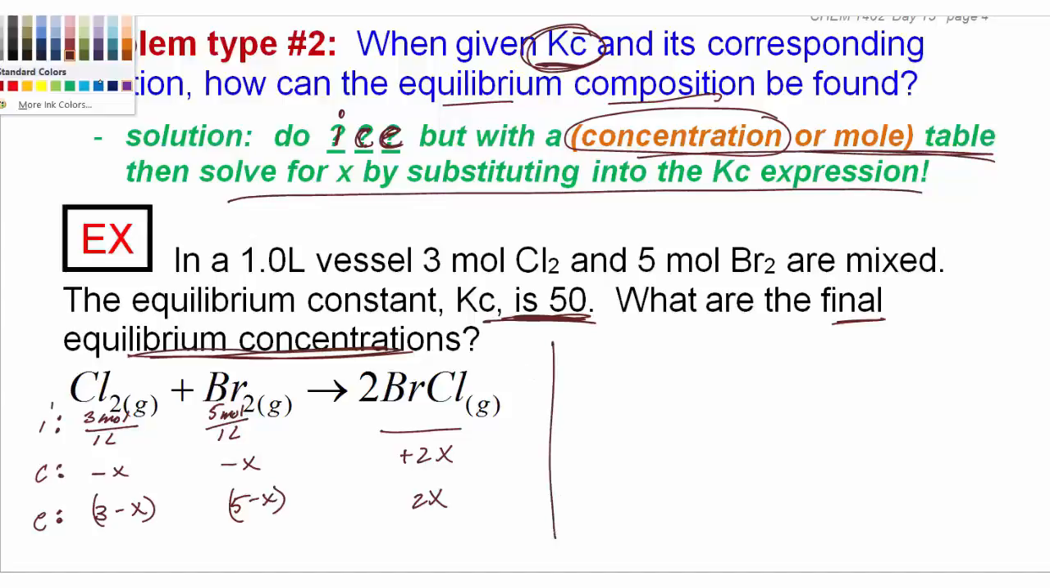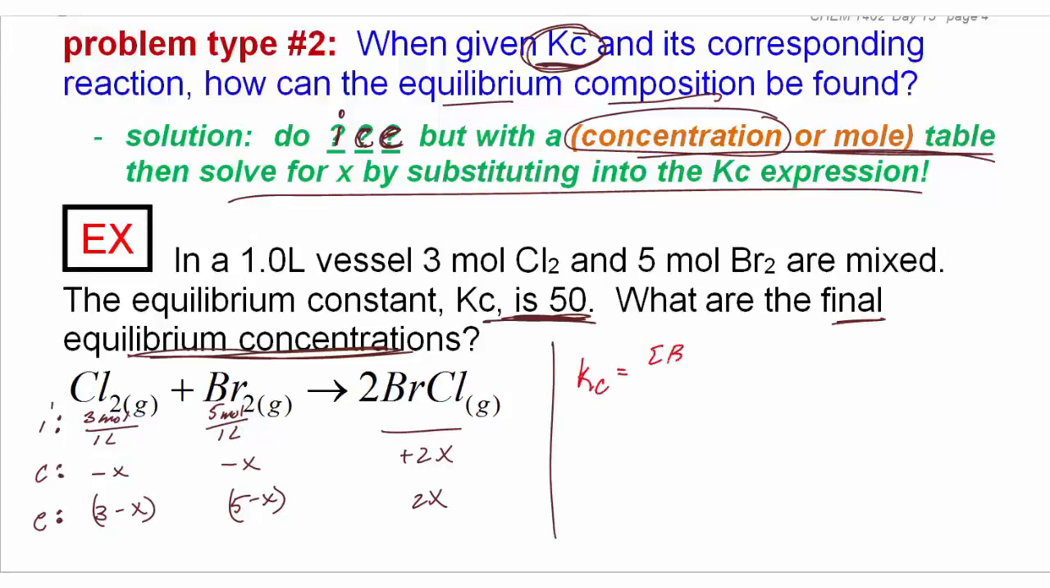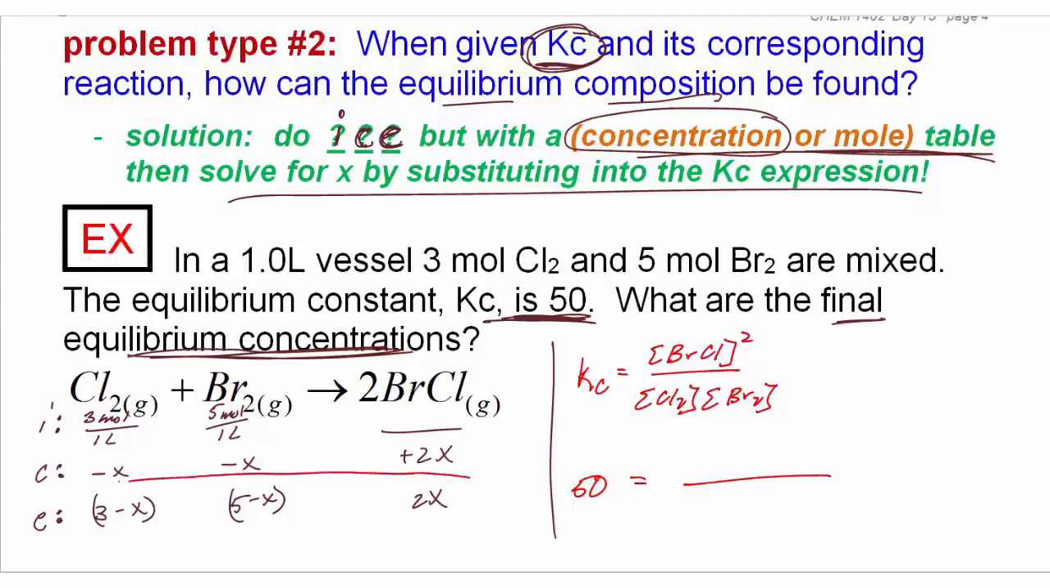The next part. KC, so we don't screw up, I'm just going to write the expression first. Bromine chloride squared all over chlorine concentration and bromine concentration. Okay, so they said KC is 50. So 50 has to equal bromine chloride, and it has to be squared. And remember, these are all of our answers. So that's what we have to put in there. That's 2x, and it has to be squared. Chlorine is 3 minus x. Bromine is 5 minus x.